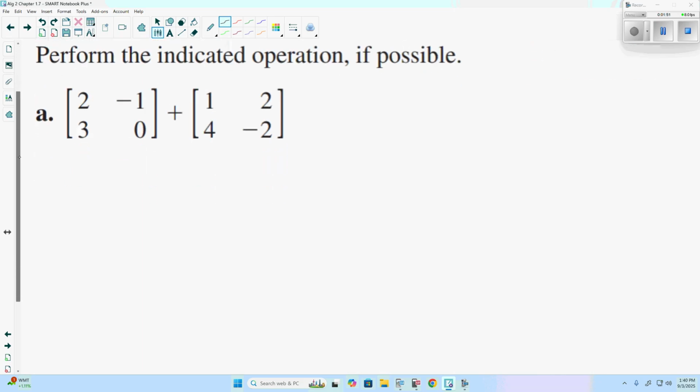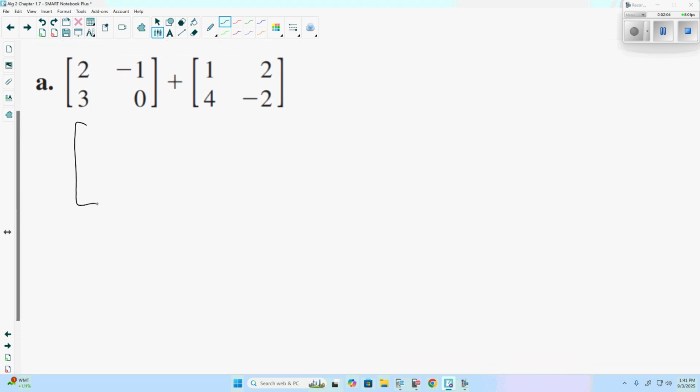So when we look at this first problem here, we have two matrices. The first one is a 2 by 2. The second one is a 2 by 2, 2 rows, 2 columns. Since the dimensions are the exact same, we can add these matrices together, and we're going to add the corresponding elements. Top left is 2, top left is 1. So we're going to add 2 and 1. Those are corresponding elements.